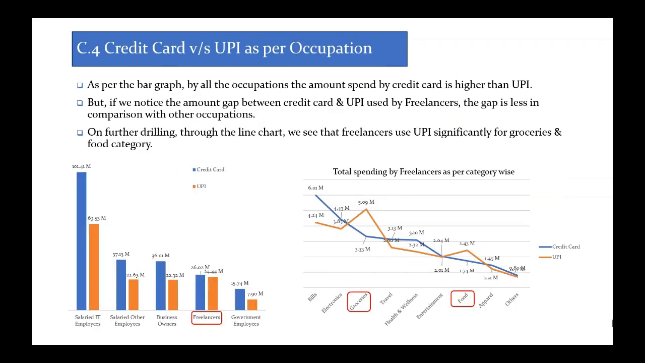Furthermore, if we look at credit card and UPI as per occupation, the blue bar indicates credit card and the orange bar indicates UPI total spend. People in every occupation use credit card more than UPI. But if we notice the amount gap between credit card and UPI used by freelancers, the gap is less in comparison with other occupations. If we drill down further, we will see that freelancers use UPI more for groceries and food, and for groceries, it is a very significant amount.